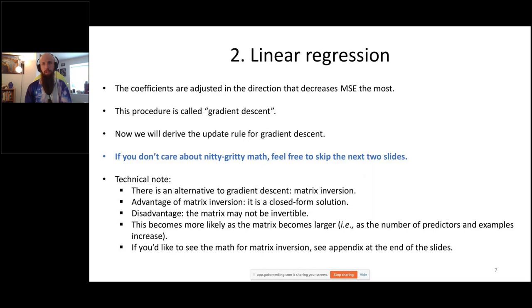matrix increases. And even if you can invert the matrix, if you have 1 million examples and 1,000 predictors, so you've got a matrix with 1 billion entries, matrix inversion is really, really slow. And most people's computers will run out of memory if you try to do matrix inversion on a matrix that big. But if you really care about seeing the math for matrix inversion, there's an appendix at the end of the slides that we're not going to go through today, but it shows you the alternative to gradient descent, and it shows you exactly how that's done.